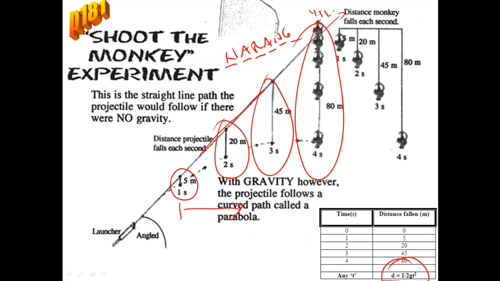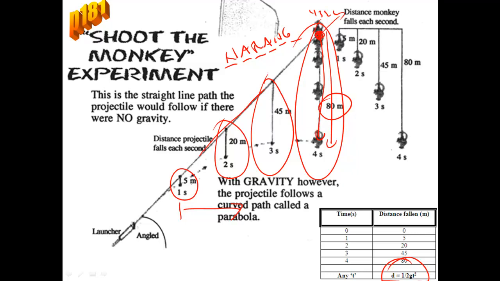So let's say this is 4 seconds up here. We know that the monkey in 4 seconds would fall 80 meters. Well, if the bullet made it to this point, we know it would also fall 80 meters. They both fall 80 meters from this point.